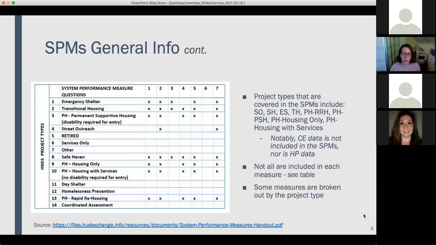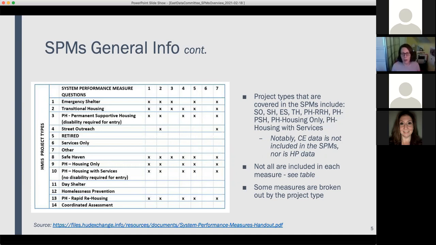In terms of the project types that are covered under the SPMs, it's not everything. The most notable exceptions are coordinated entry data and homelessness prevention data. The biggest one, probably, that you all spend so much time on is coordinated entry, and that data is not really factored in here. Clients that eventually move into a project and are enrolled in one of the other project types will be counted, but coordinated entry data is not contributing to the SPMs.